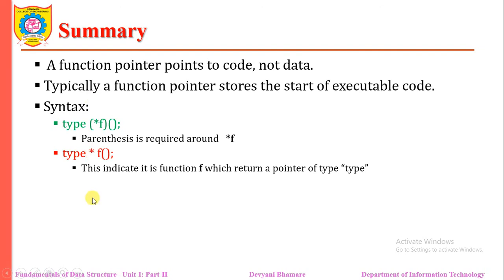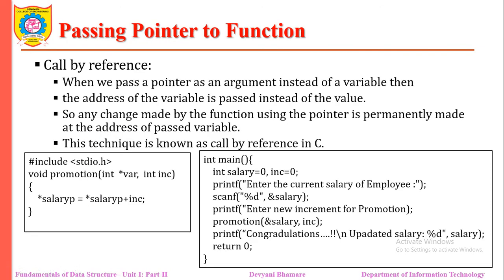Okay. Now, when a function is defined and we pass values to that function, that is called call by value, meaning we are calling a function by passing the values. But when we say call by reference, this indicates that we are passing the address of that particular variable instead of the variable itself.